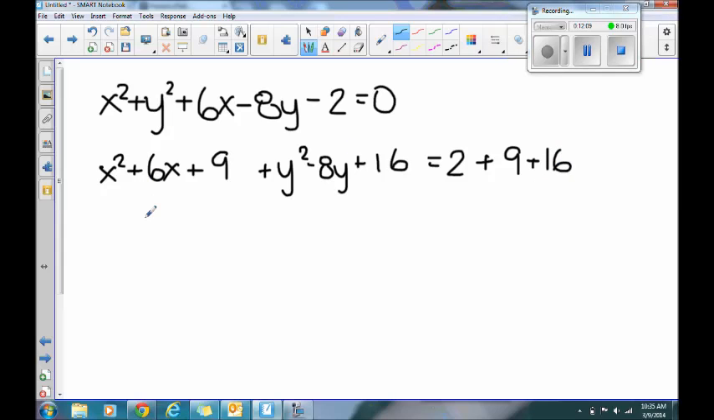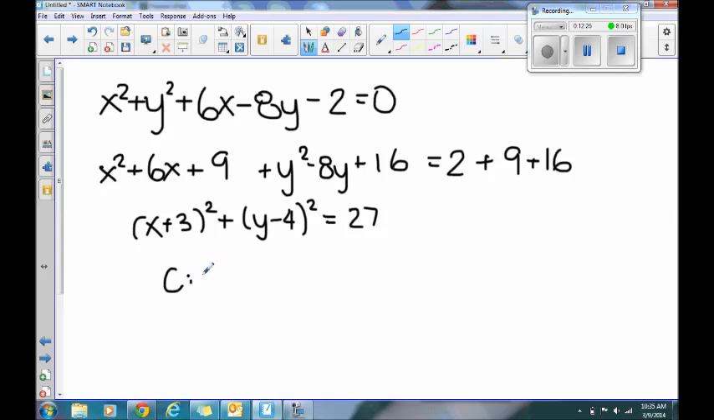And then I go back and I'm ready to factor. (x plus 3) squared plus (y minus 4) squared. And on the right, I have 27. Now, in some of your problems, you're not going to have nice whole number values for your radius. The center is (-3, 4). And if the radius squared is 27, that means the radius is the square root of 27.